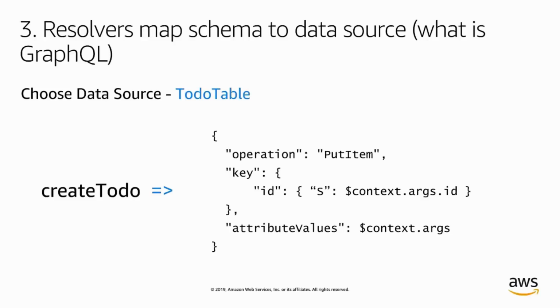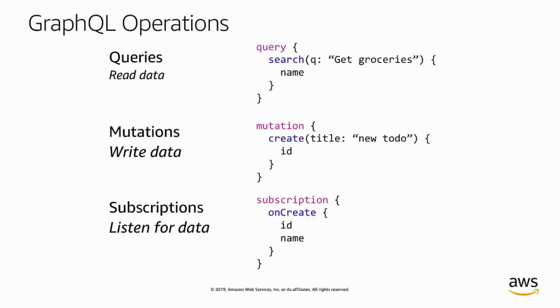So what are the GraphQL operations that are available, and how do these relate to a typical REST API? There are three main operations that you can do with GraphQL. Queries read data. You can think of a query as a get item in a traditional REST API. There are mutations, which write data. Mutations would be similar to a put, post, or patch.